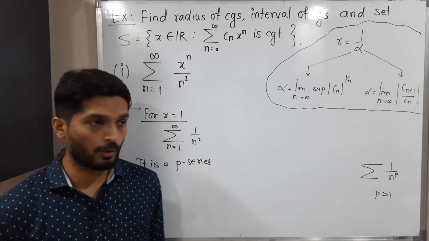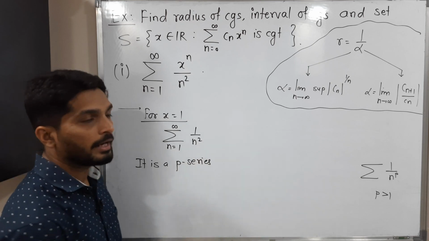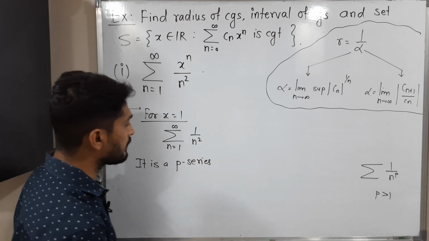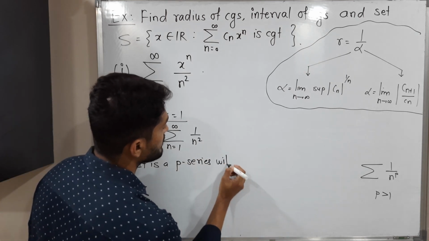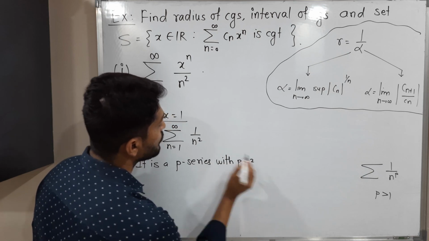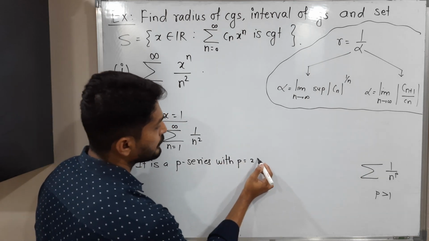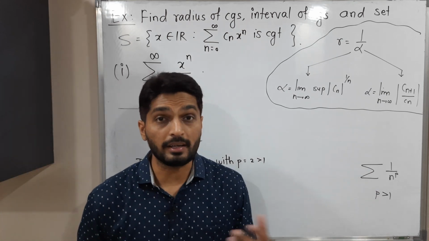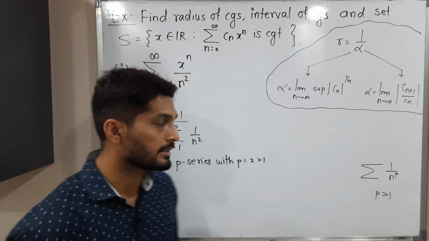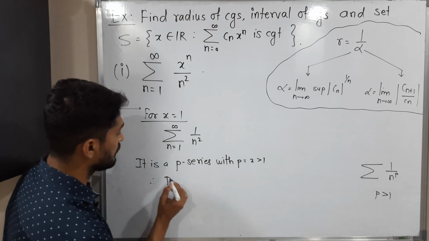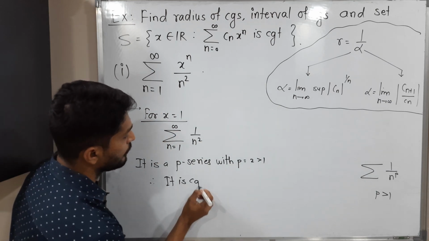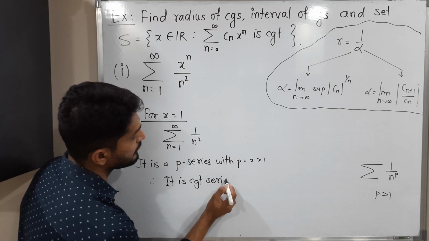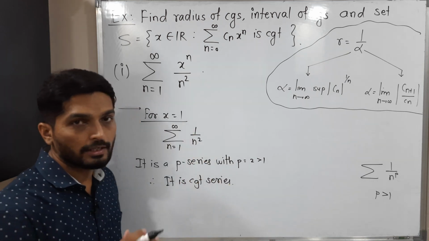So this result we have. It is similar to that one. So it's a p series with... what is the value of p? 2, obviously, power is 2, and which is greater than 1. Our result says if we have a p series with p greater than 1, it is a convergent series. Therefore, it is convergent series. That means for x is equal to 1, we get a convergent series.